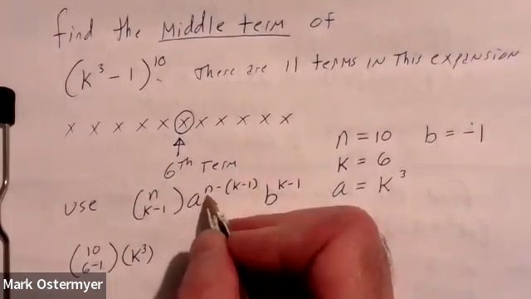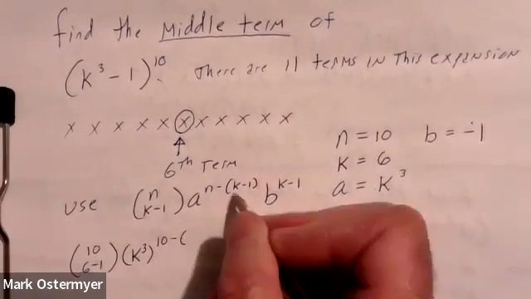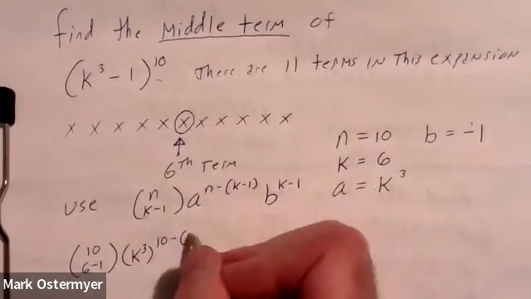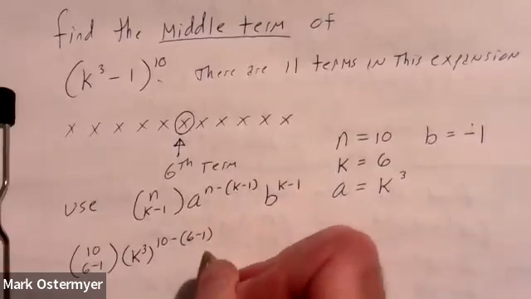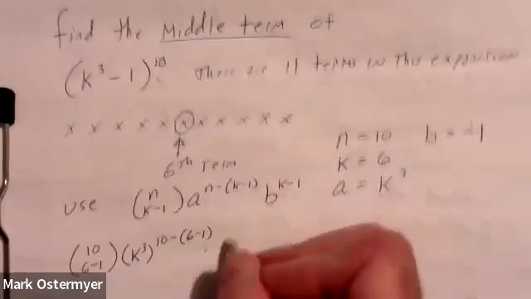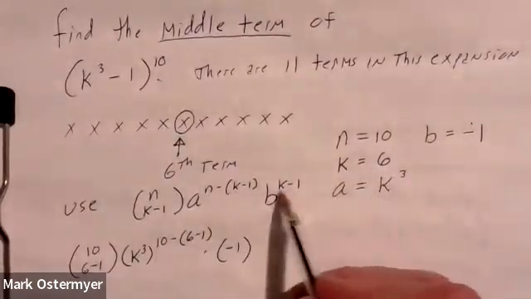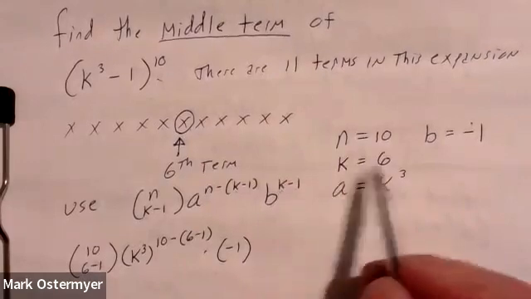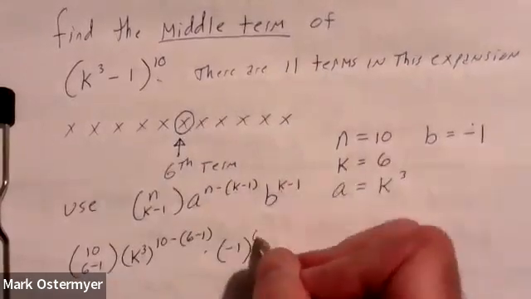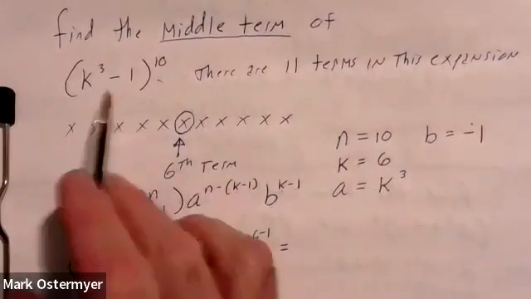So k cubed raised to the 10 minus 6 minus 1 power, times b, the second term of my binomial, in this case -1. So that's -1 raised to the k minus 1 power. So -1 raised to the 6 minus 1 power. And there you go. That would be the middle term of this binomial expansion.